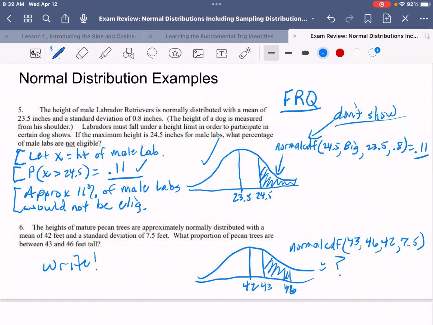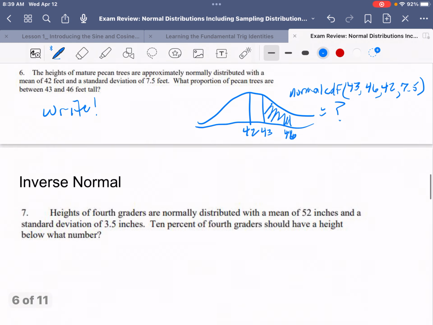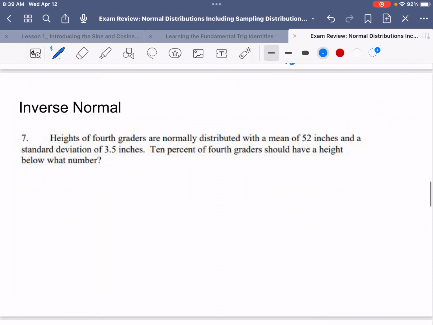So I'm pretty sure that you're still familiar with normal distribution problems. Just make sure if you're in a free response setting that you write a sentence. Do not just circle the answer and not write a sentence. You're not going to get credit for that. Okay, we also learned in Chapter 2 about the inverse normal command, or what we referred to as the backwards problems.